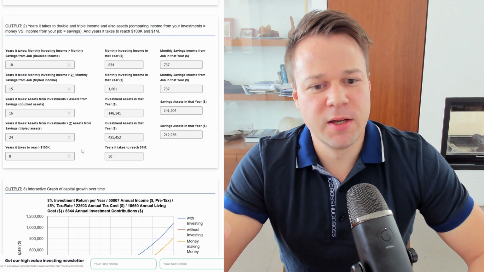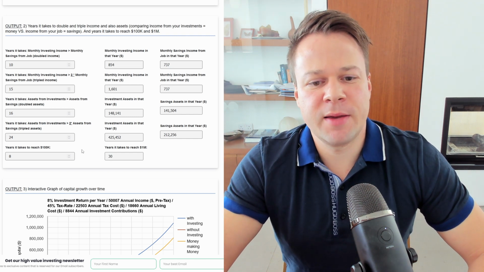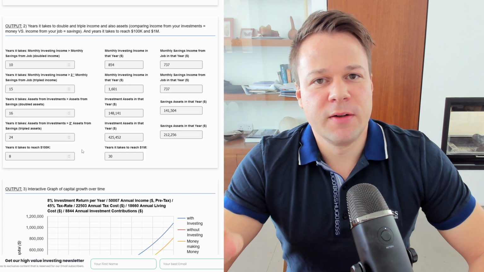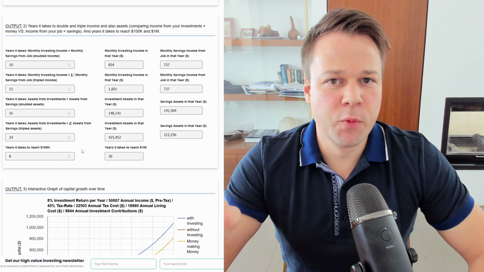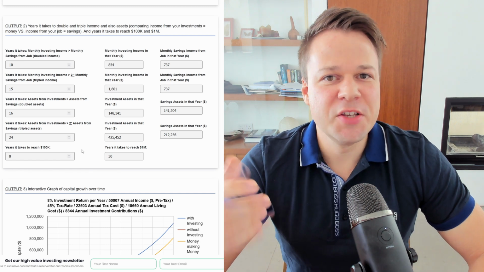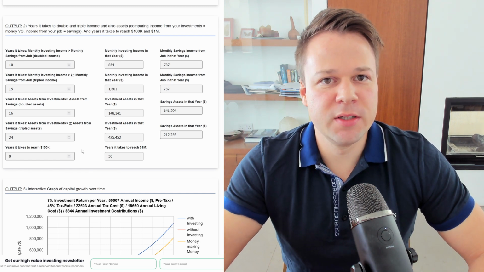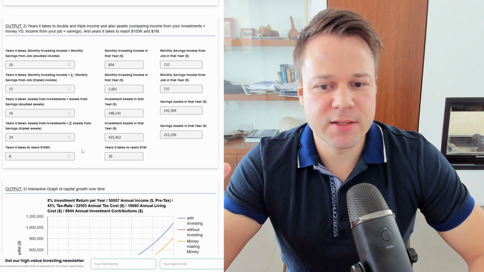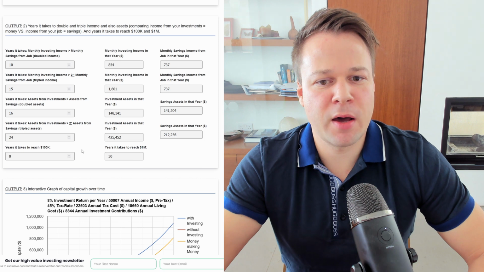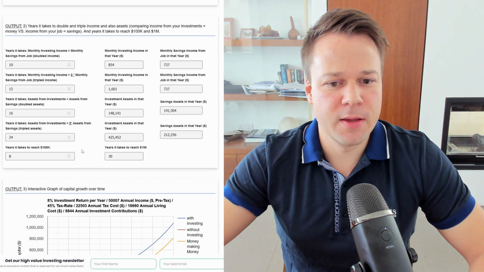It's impossible. Only with investing you can make this happen, and it shows you if someone is dedicated and has a clear plan, and even with those numbers which are conservative, you can and will reach 1 million, even with conservative numbers and conservative returns. You know, it's not rocket science. This is the math, and the numbers, they don't lie.